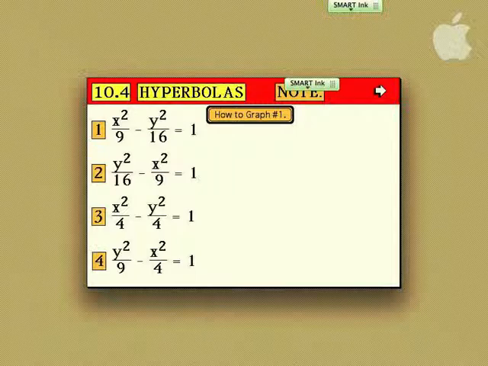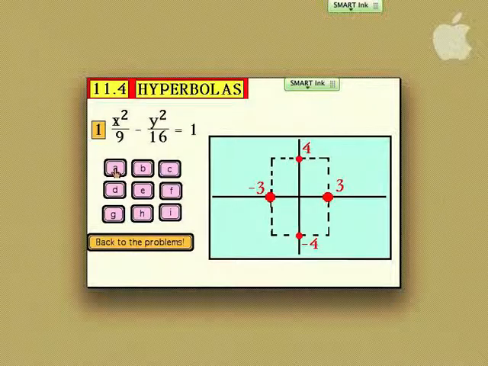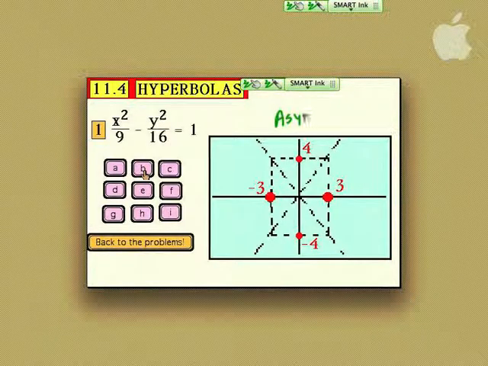Remember how we learned how to graph this? These are hyperbolas. The first thing we did was pretend that this equation is an ellipse, and the center would be at the origin, and you'd be going left and right 3 and up and down 4, but instead of making an oval, you make a box. And the corners of the box determine lines, and those lines are called asymptotes. Learn how to spell that.